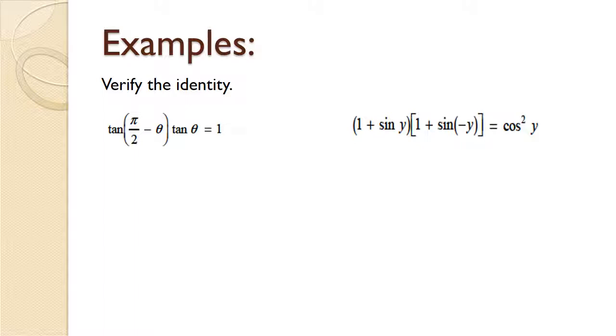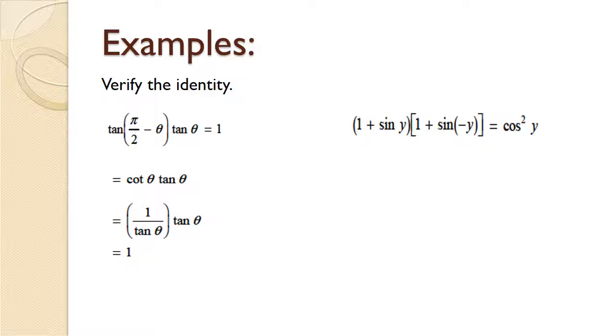And try these. Pause the recording, give them a try, and resume to check your answer. For the one on the left, the tangent of pi over 2 minus theta is the same as the cotangent. So we have cotangent times tangent. Well, cotangent is 1 over tangent. So we have 1 over tangent times tangent, which is 1.